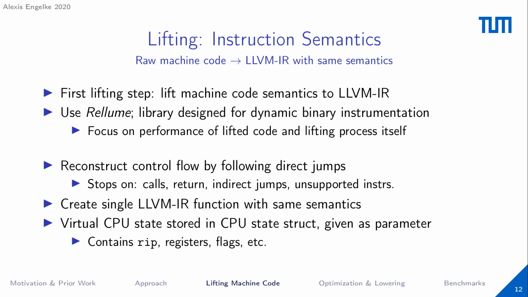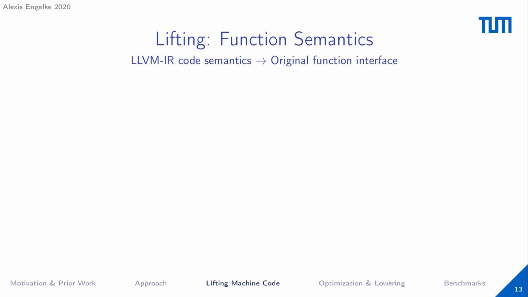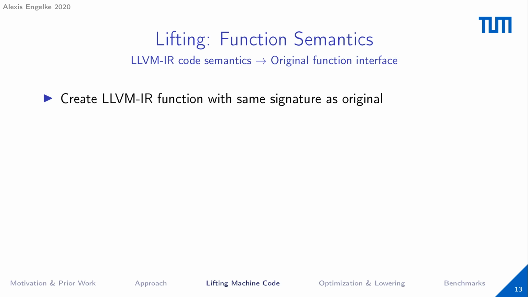This function takes a single parameter, which is a pointer to the virtual CPU state. This state contains the values of all registers, status flags, and also the program counter RIP, and is modified throughout the course of the execution. Now, to be able to generate a new function with the same signature and semantics, we need to do another lifting step. Therefore, we create a second LLVM-IR function, which has the same signature as the original function. This signature was specified by the developer using the API.